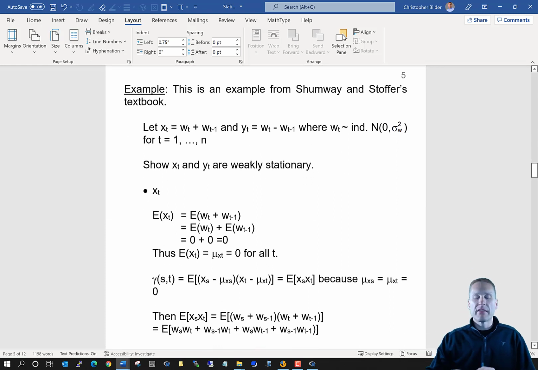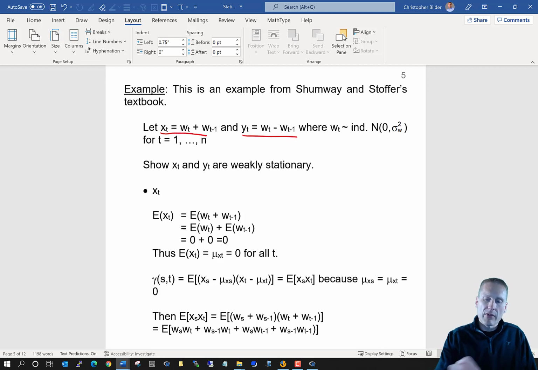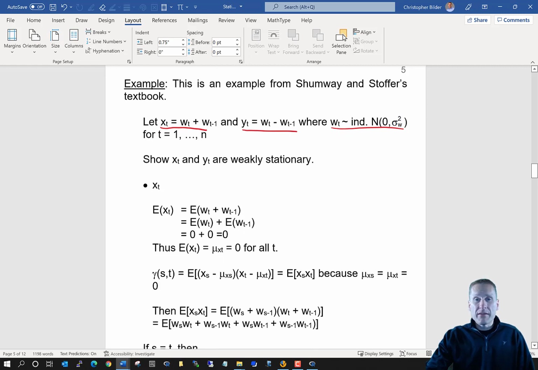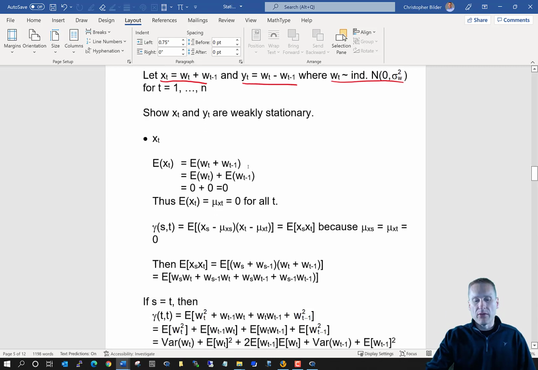Okay, so let's take a look at an example. This example comes from Shumway and Stoffer's textbook on time series analysis. We're going to look at two different time series. X of t is going to be equal to Wt plus W sub t minus 1, and y sub t is going to be Wt minus W sub t minus 1, where Wt is white noise. Okay, now what I want to do here is show that both of them are weakly stationary. I'm not going to worry about the joint stationarity between these two series.